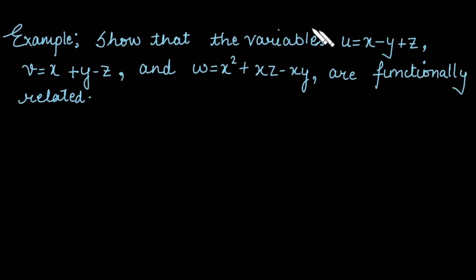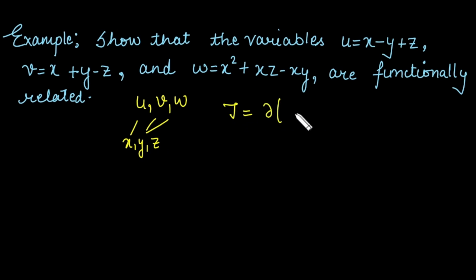For example, we need to show that the variable u is equal to x minus y plus z, v is equal to x plus y minus z, and w is equal to x square plus xz minus xy are functionally related. For that, in this case, u, v, w are depending upon three variable x, y, z. We can find the Jacobian, that is derivative of u, v, w with respect to x, y, z.